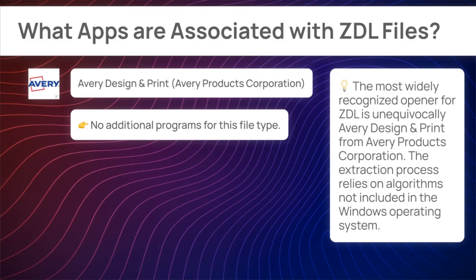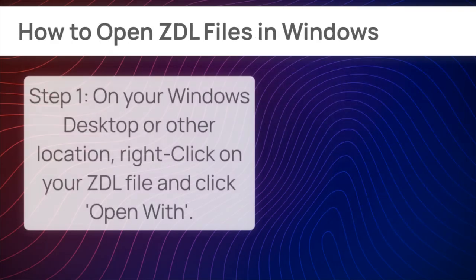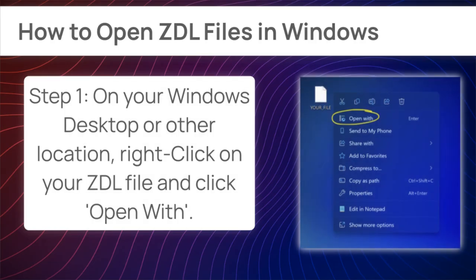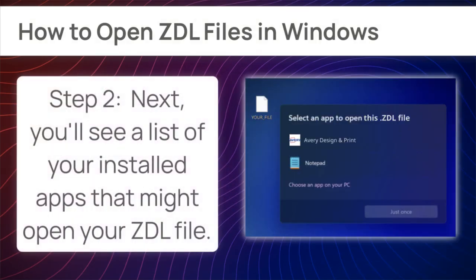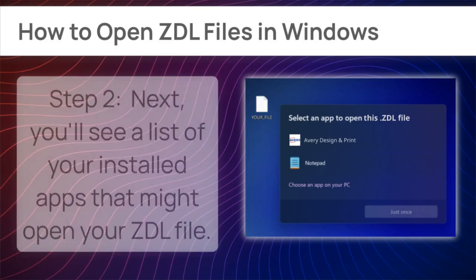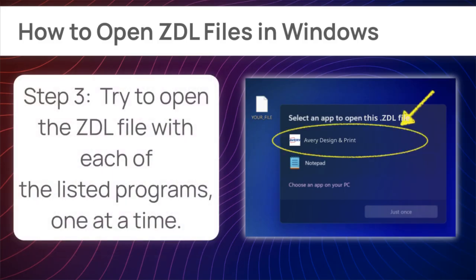Windows cannot reveal layers or layout grids, so compatible software is required. Begin the compatibility check by right-clicking your ZDL file and selecting Open With. Use Avery Design and Print if it's an option. If not, test any other program in the list. Keep testing until the ZDL file opens.